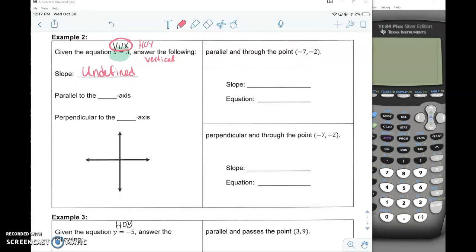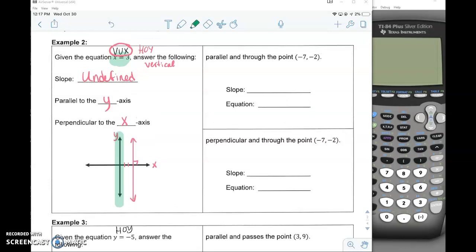I'm going to go ahead and sketch this on my graph. X is 3. I need a vertical line where x is 3. And notice this line never goes through the y-axis. So my line is parallel to the y-axis, and it makes a perfect right angle with the x-axis, so it is perpendicular to the x-axis.